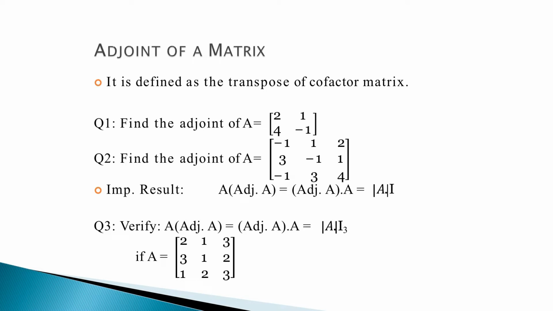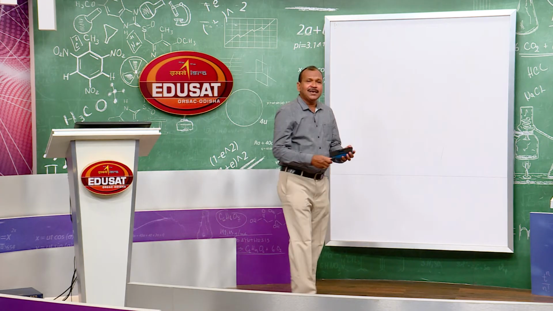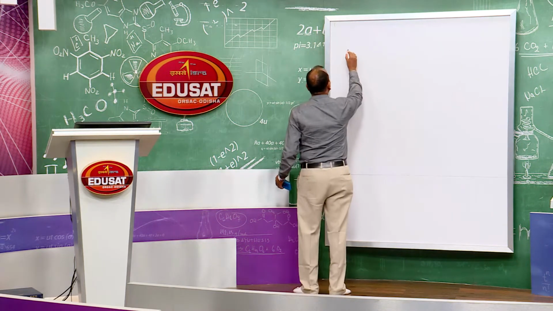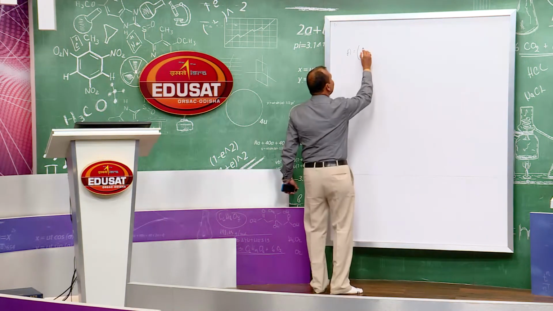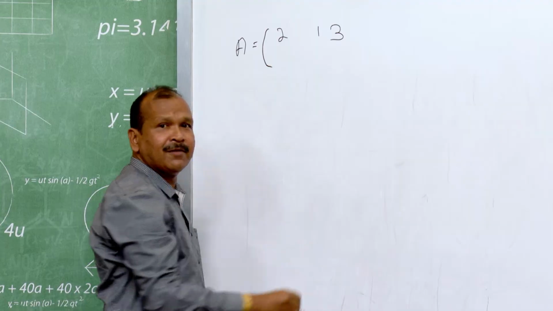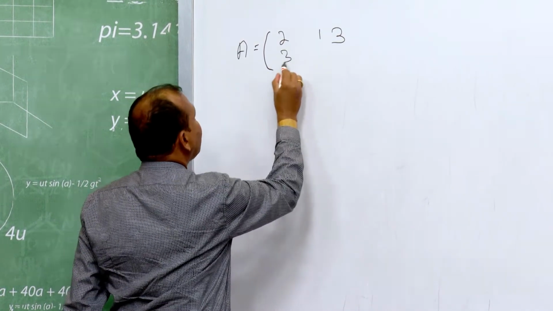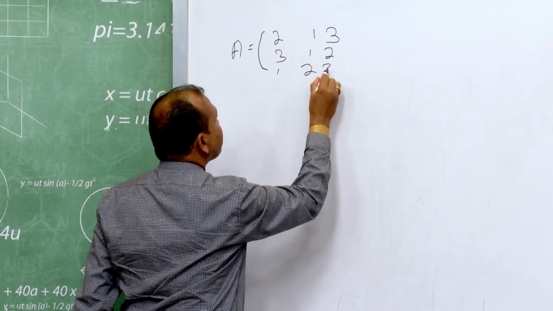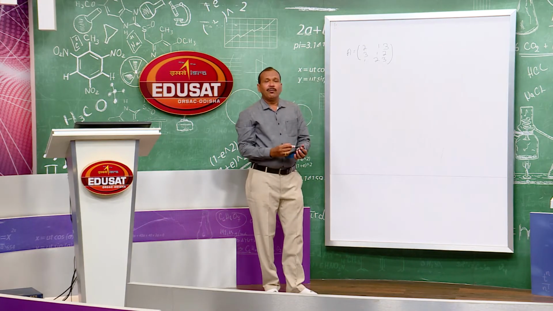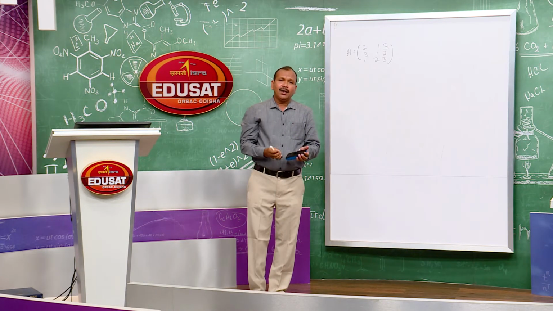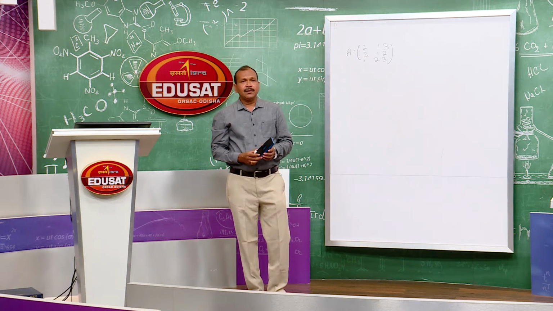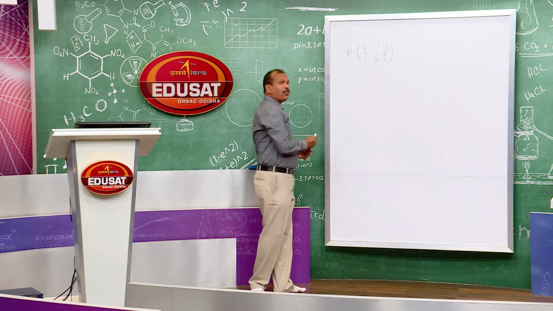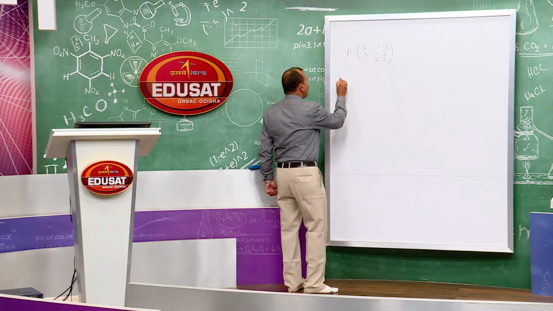Now, let us work out an example, question number 3. Suppose A is the matrix given: 2 1 3, 3 1 2, 1 2 3. Verify A into adjoint A is equal to adjoint of A into A is equal to determinant of A into the identity matrix. So, first we have to find the minor matrix.